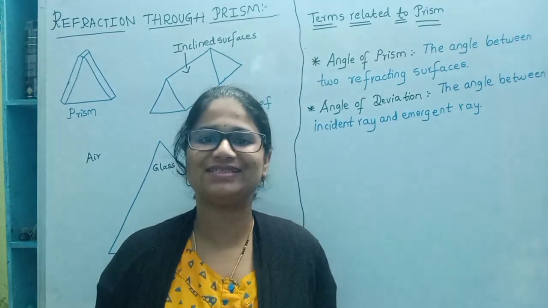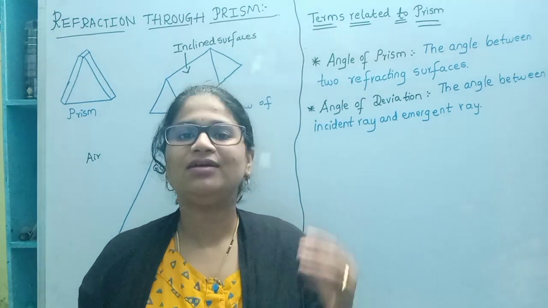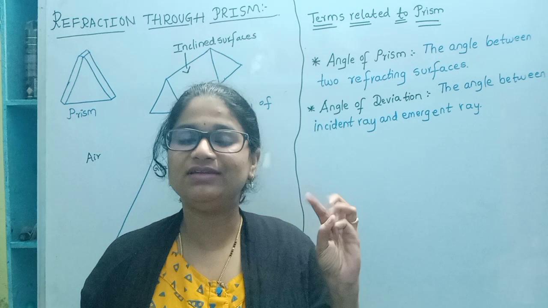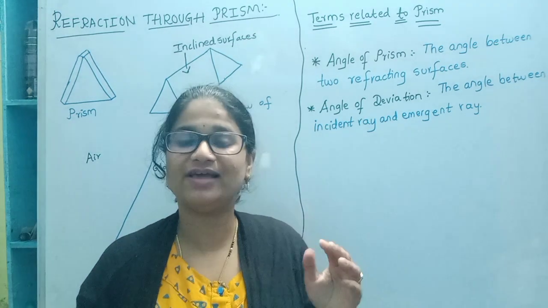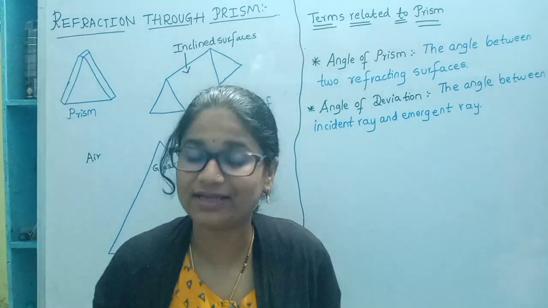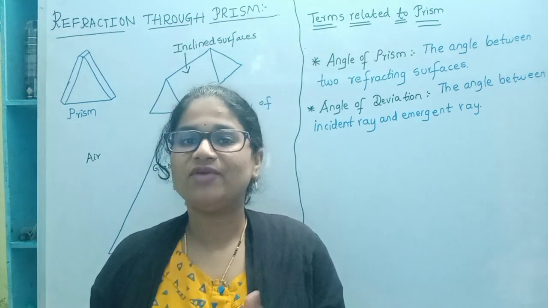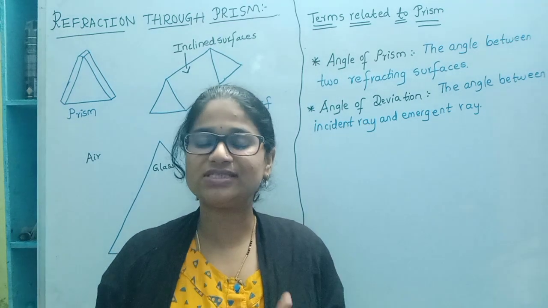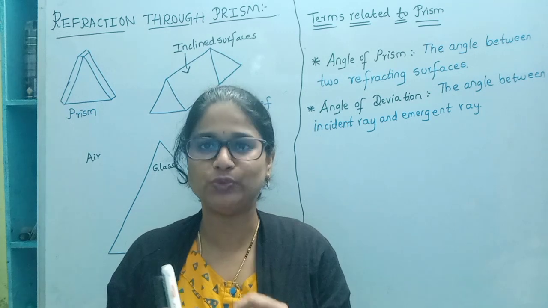I am your science teacher. In the last class, we learned regarding the defects in vision. We learned three defects: myopia, hypermetropia and presbyopia, as well as cataract, and we also discussed why we have two eyes. Now we are coming to the main concept of this topic, that is refraction through a prism.